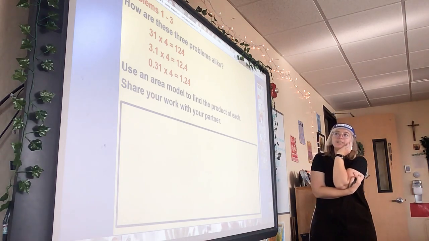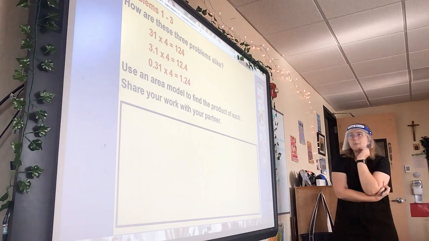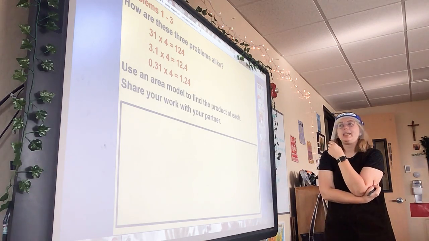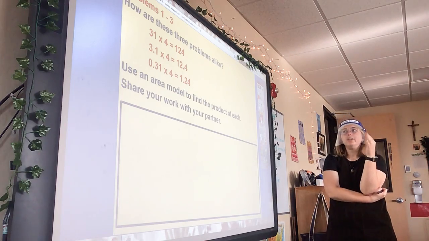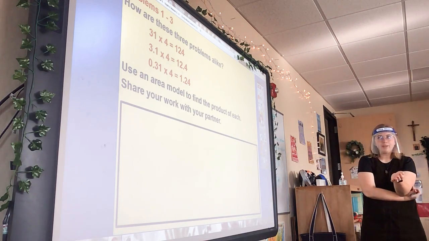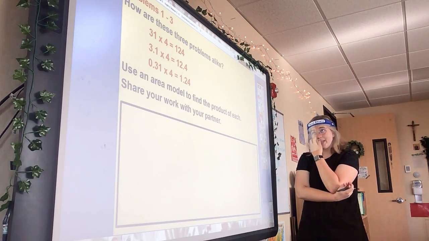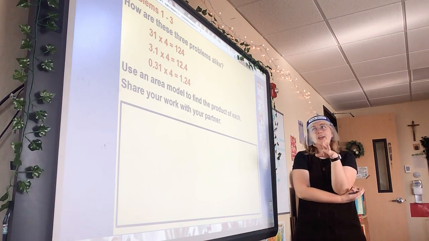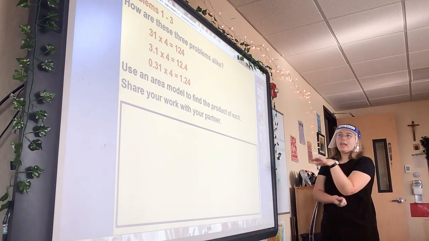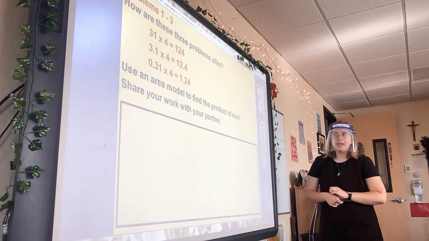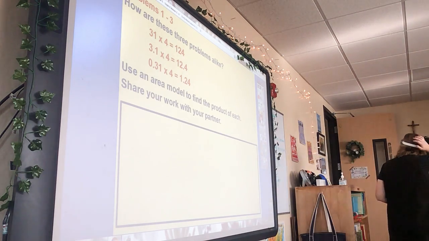So I want you to look at these problems. You're not going to say anything yet. Look at these problems, and we're going to think about how they are alike. Meaning how are they similar? How are they the same? So 31 times 4 equals 124. 3 and 1 tenth times 4 equals 12 and 4 tenths. 31 hundredths times 4 equals 1 and 24 hundredths. I'm going to give you 20 seconds to talk to your group. How are they similar? Go.